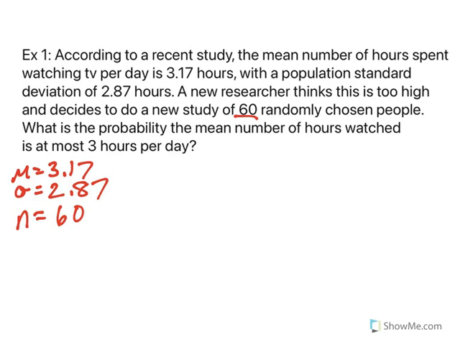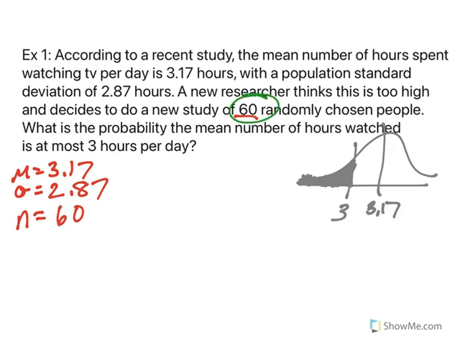Now, if we think about a normal distribution, the mean is 3.17. We know the mean is in the middle. That means 3 is over here. At most 3 is 3 or less. So we are trying to find the shaded region, right? Probability is area under the curve. So to do that, we need to first find a z-score. Because we are dealing with a sample, we're dealing with the central limit theorem, so we know that this is the same as mu sub x bar.